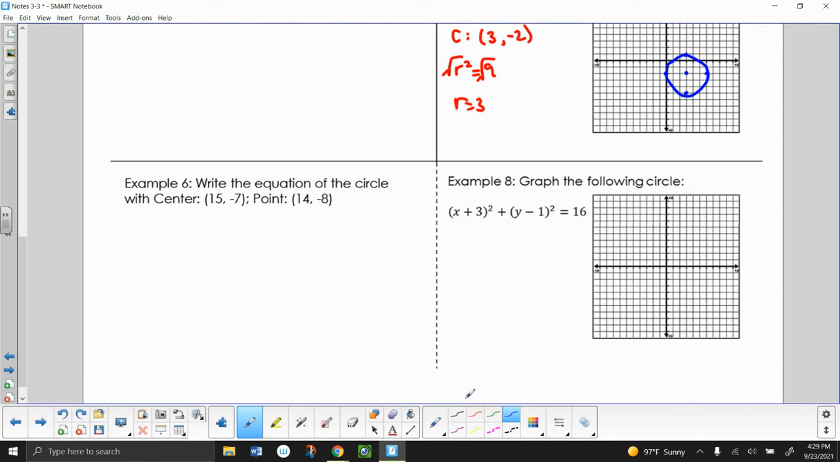All right, same thing with number 8. Our center, this is h and k, but opposite signs. So -3 and +1. And then r squared is equal to 16, which means our radius is just going to be 4 because we take the square root. So -3, 1, and our radius is 4. I'm going to go up 4, to the right 4, down 4, and to the left 4.